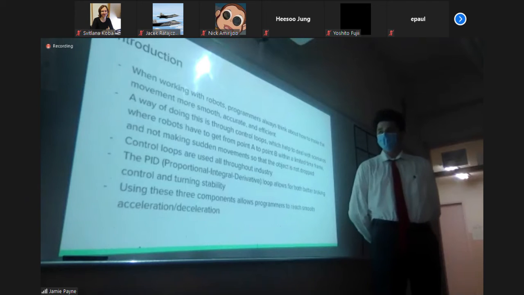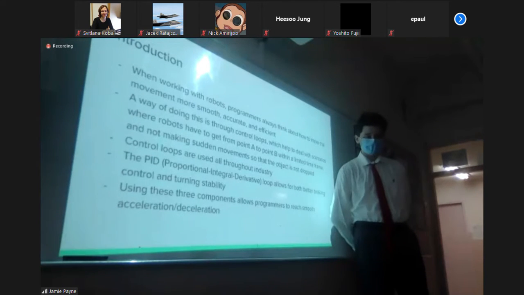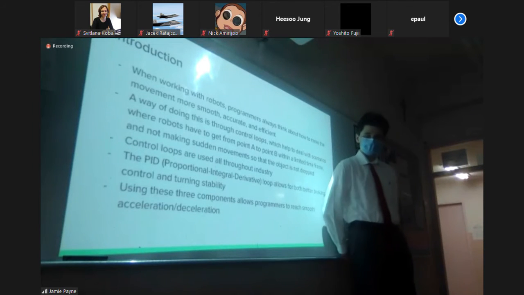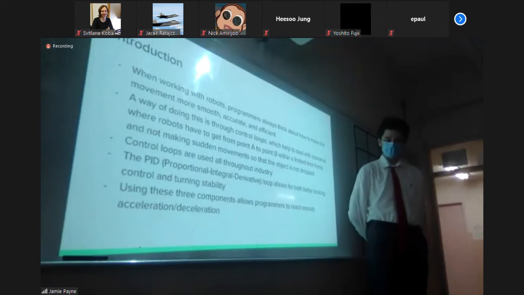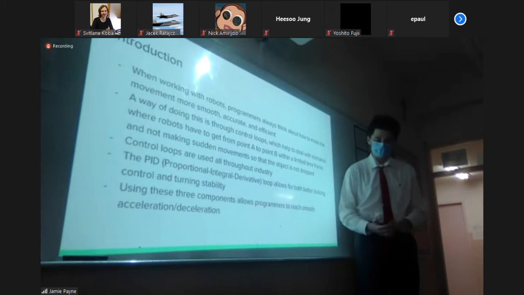But first, an introduction. When working with robots, programmers always think about how to make the movement smoother, more accurate, and more efficient. A way of doing this is through control loops, which help to deal with scenarios where robots have to get from point A to point B within a limited time frame and not make any sudden movements, so that the object they're carrying isn't dropped.